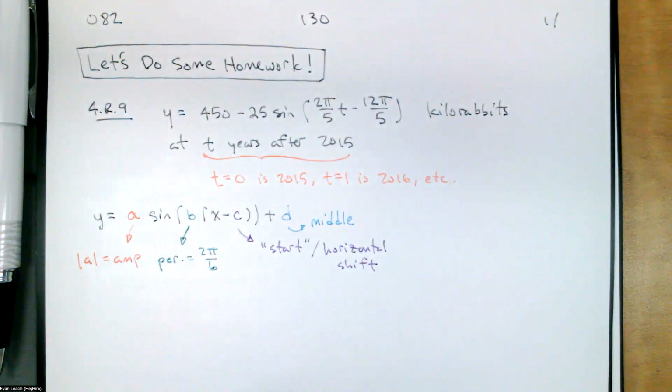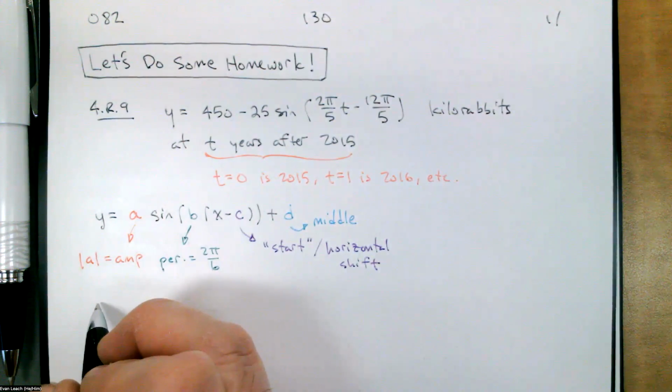So let's take a look at our function. Y equals 450 minus 25 sine of 2 pi over 5t minus 12 pi over 5. Right away, we have an issue. First of all, the 450 is the constant d, and that's been written first. So things are a little bit out of order, but we need to look at that 450 and say that is a plus d. A is the negative 25. That's in front of the sine. The negative 25 is getting multiplied by sine. So first of all, we have to recognize that.